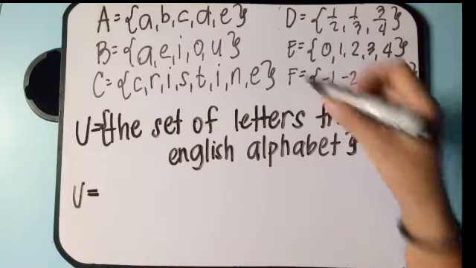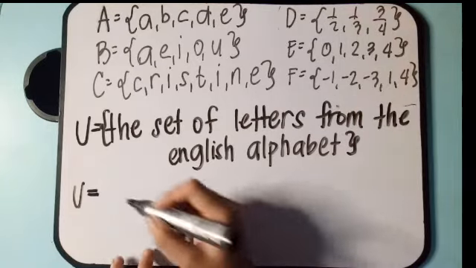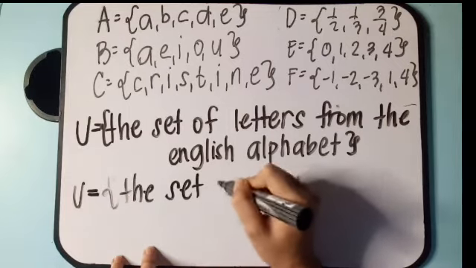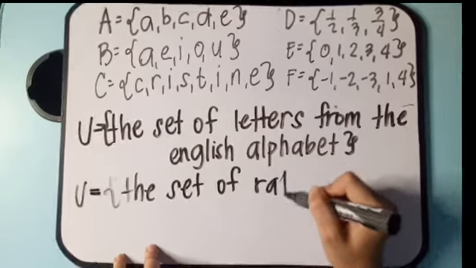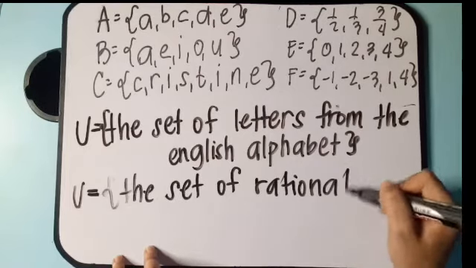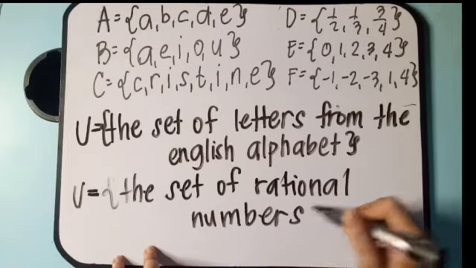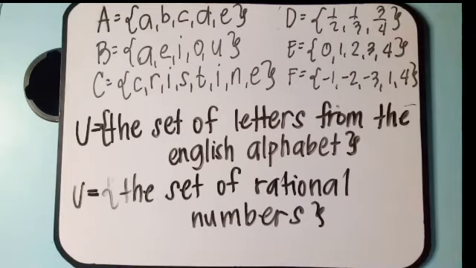Therefore, the universal set of set D, E, and F are the set of rational numbers. Okay? So that is how to write a universal set. So, universal yung universe. Parang yung kabuuan. Ganon. So that is universal set.